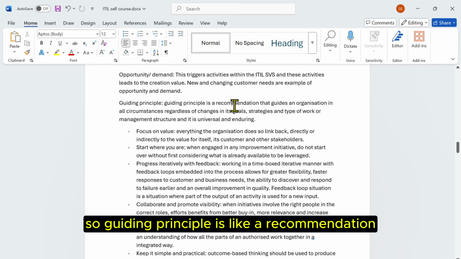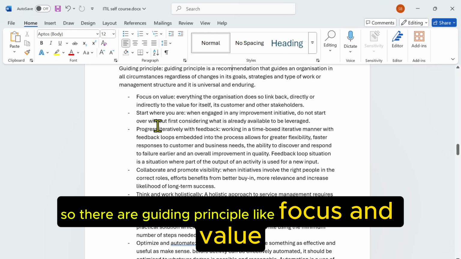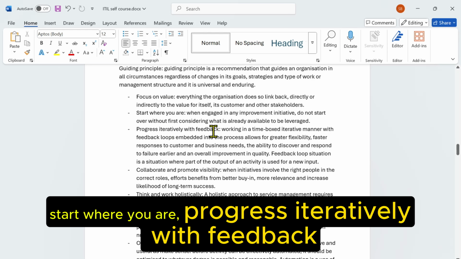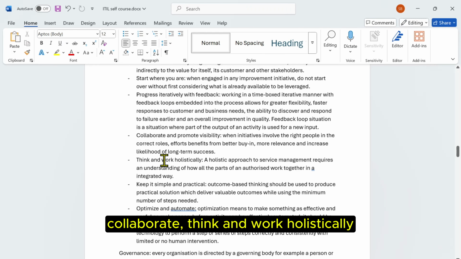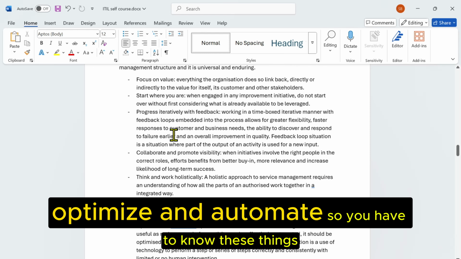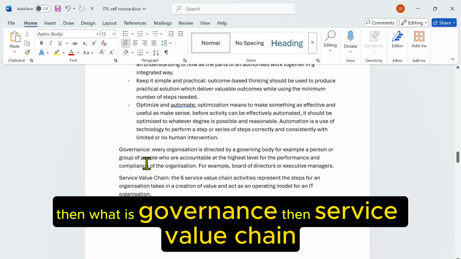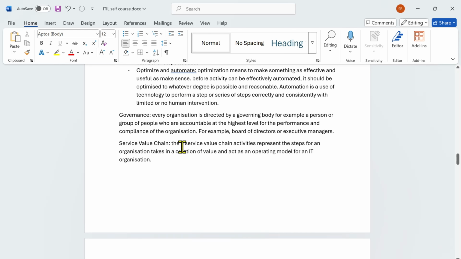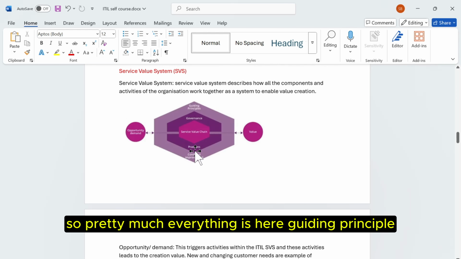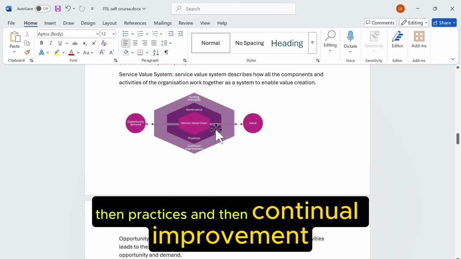So a guiding principle is like a recommendation that guides an organization in any circumstances. So there are guiding principles like focus on value, start where you are, progress iteratively with feedback, collaborate, think and work holistically, keep it simple and practical, optimize and automate. So you have to know these things. There is a definition I have written here. You have to go through this one. Then what is governance? Then service value chain. So pretty much everything is here: guiding principles, governance, service value chain, then practices, and then continual improvement.